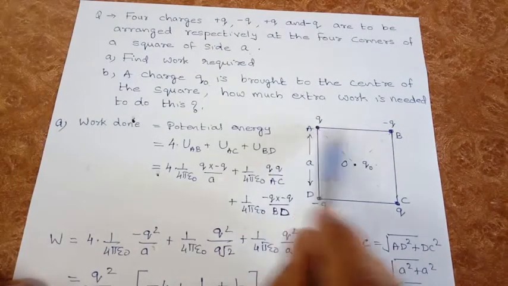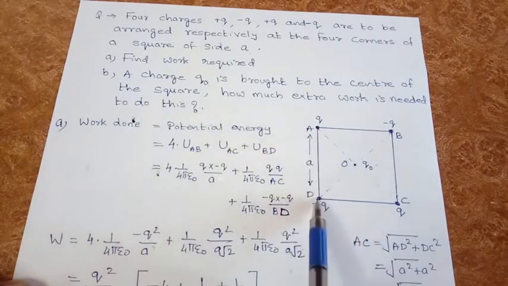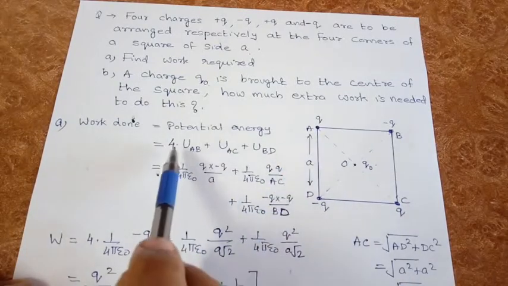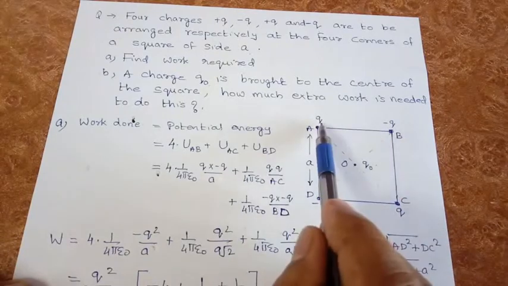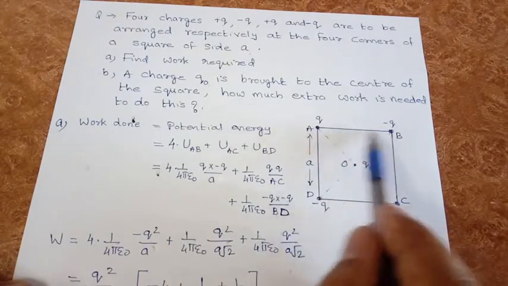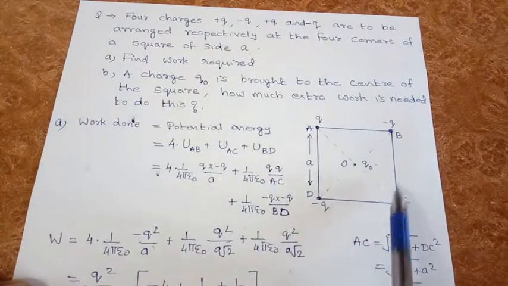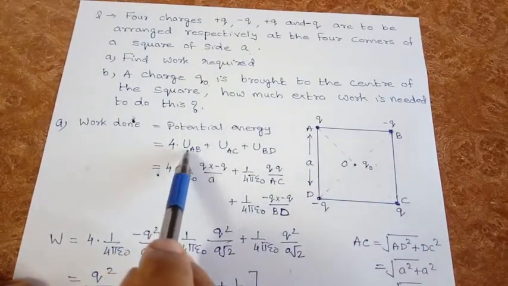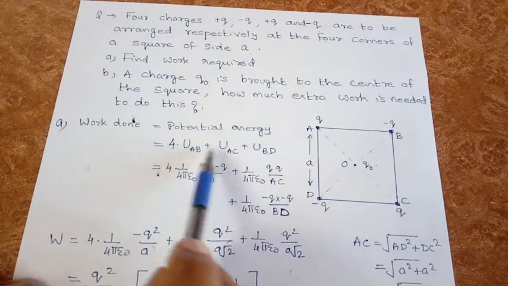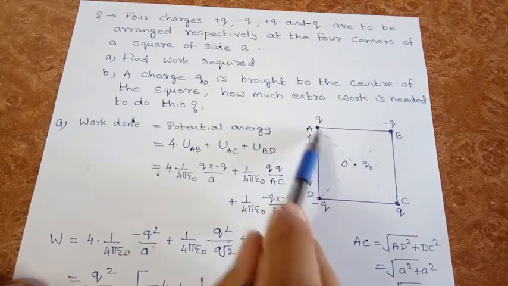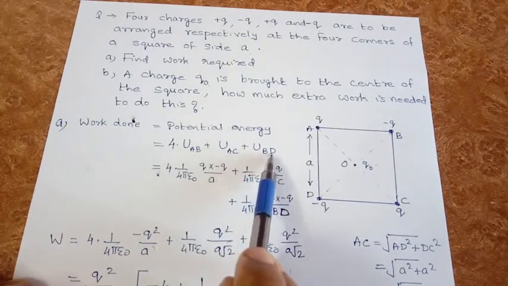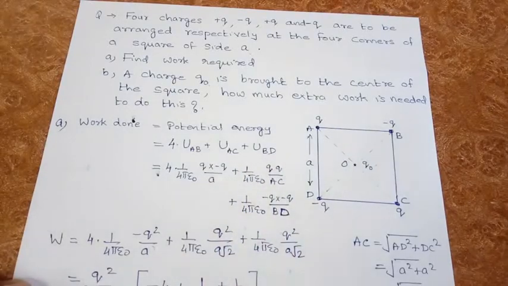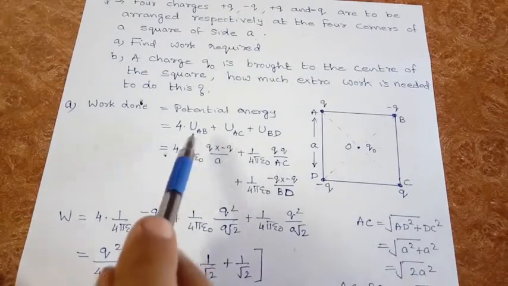The charges are Q and minus Q separated by a distance A. Therefore, 4 times potential energy of AB. AB is also Q and minus Q separated by a distance A. There are 4 pairs like that. Therefore, 4 times potential energy of AB plus potential energy of AC, this another pair, plus potential energy of BD, this another pair. So altogether 6 pairs are there and 4 pairs are equal.